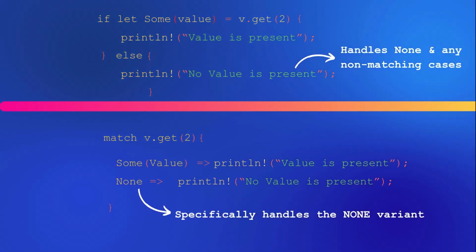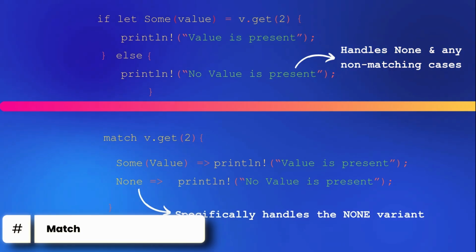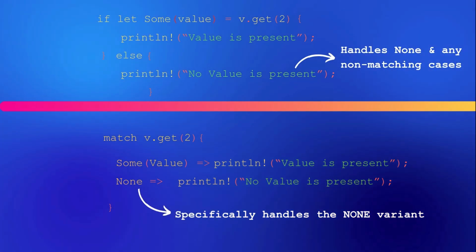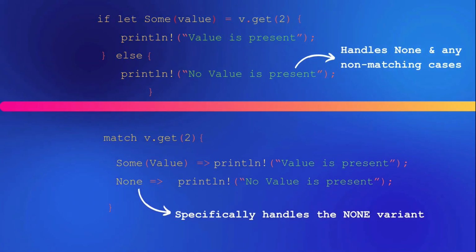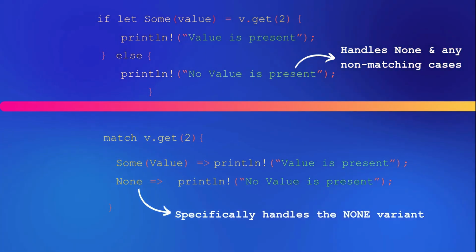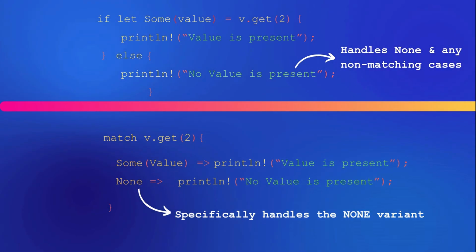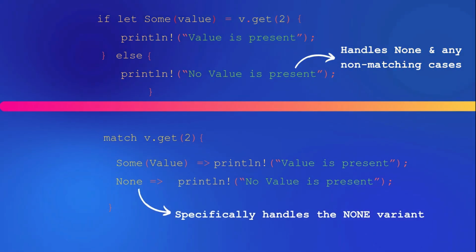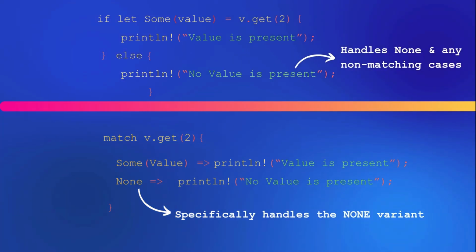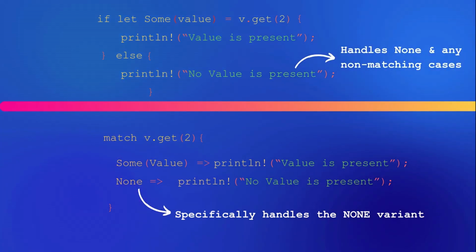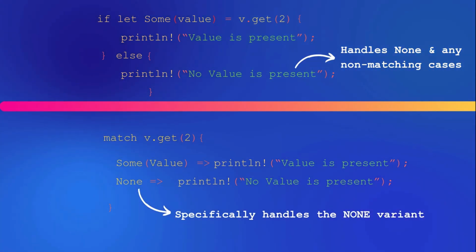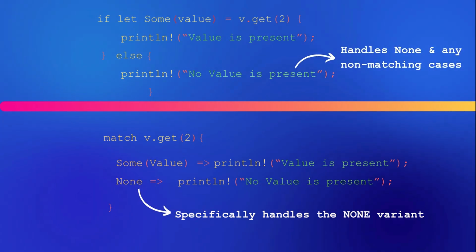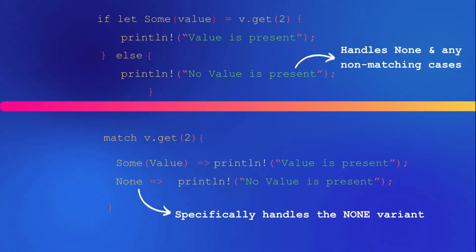The next pattern is the match pattern. Before going to the match pattern, how is it different from if-let? In the if-let pattern, we specifically handle the Option when there is a value, so we have the Some variant, and we print in the if block. Now when there is no value, it would be the None variant. The thing is, we have an else block there. It's not specifically handling the None case. It basically handles all non-matching cases. That's what that else is for.